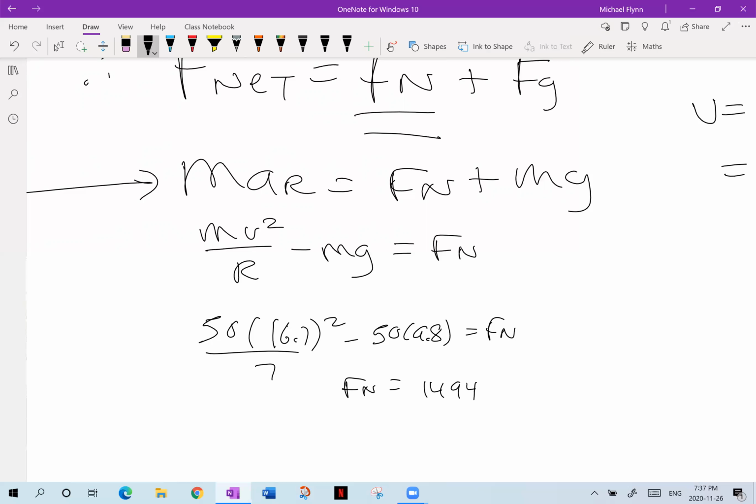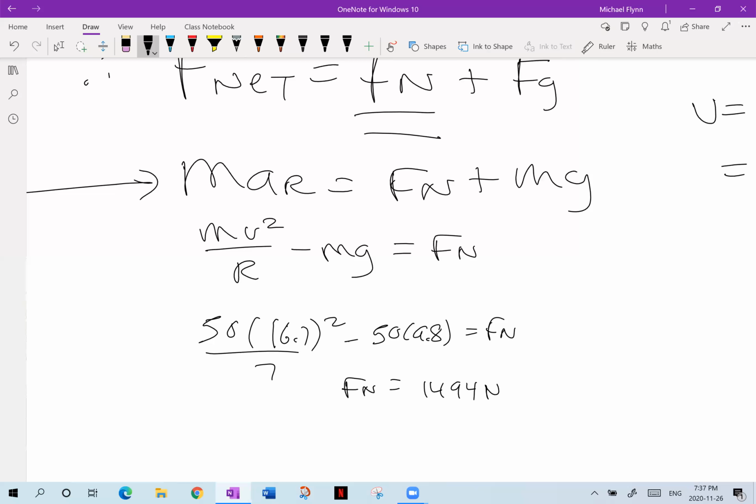I feel like repeating that calculation. Let me just do that for a second just to make sure. So 50 times 16.7 squared divided by 7, mv squared over r, right? Minus, now I think I did it right, 50 times 9.8, yep. Oh, yeah, okay. 1,494 newtons. That's a lot. They're going to feel like 3 times their weight.